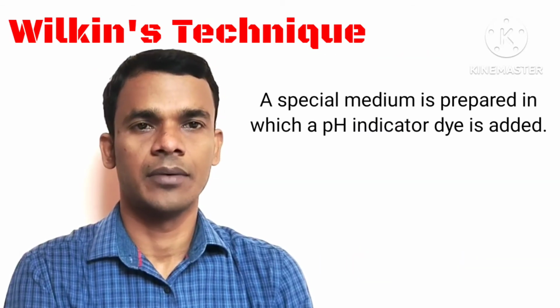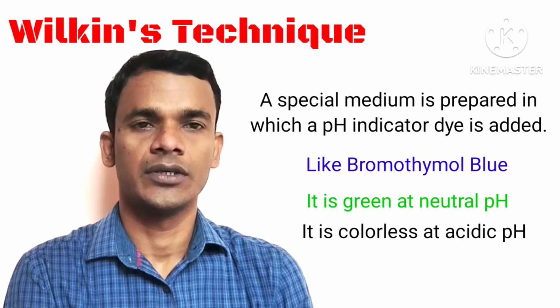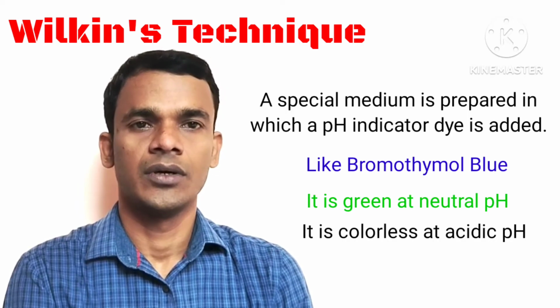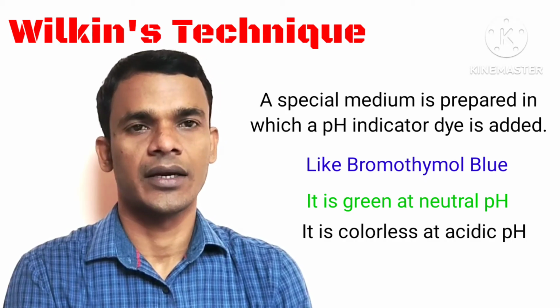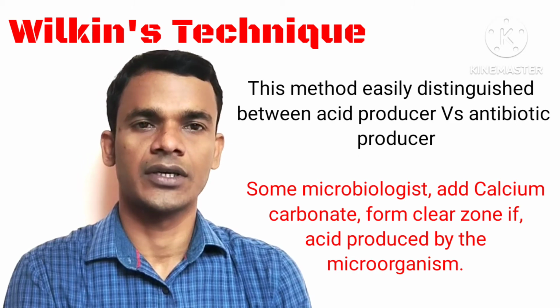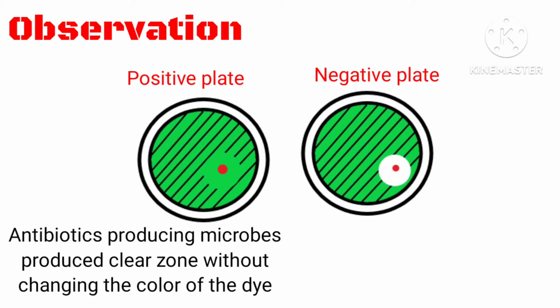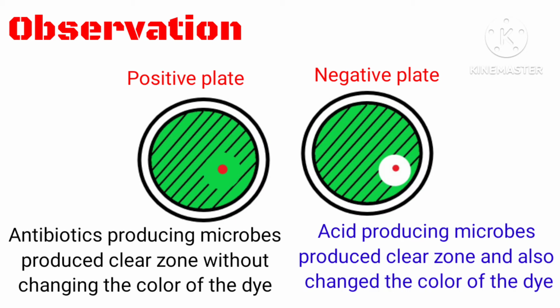Wilkins medium contains a pH indicator dye called bromothymol blue, which is green at neutral pH but turns colorless at acidic pH. This method is useful for the differentiation of antibiotic producers from acid producers. Those colonies that produce antibiotics give a clear zone of inhibition against a sensitive microorganism without changing the color of the dye. On the other hand, an acid-producing colony changes the color of the dye from green to colorless.